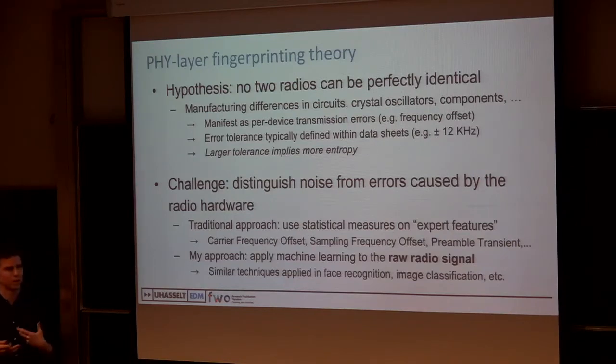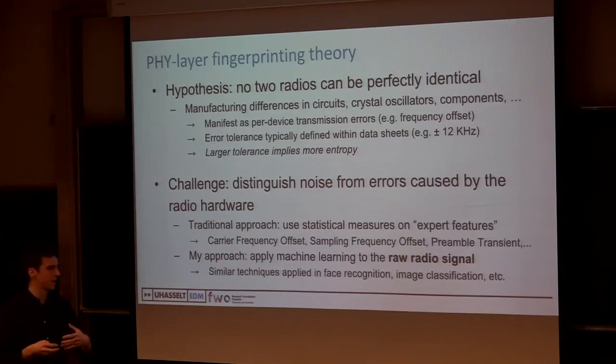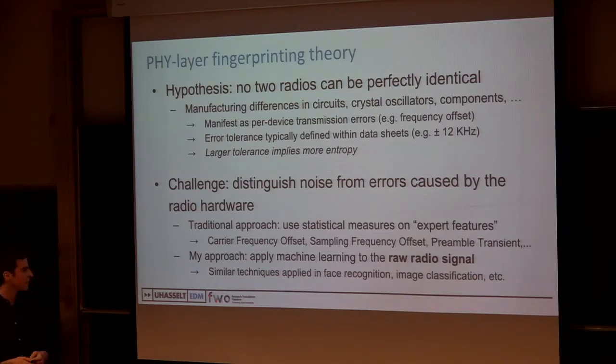For example, they could think about, okay, what are the properties of Bluetooth? And for example, is the preamble transient of Bluetooth signals interesting? And then they would do some human selection on these features and then take some statistical measures, for example, the mean or variance, or just use some SVM to train on this data.